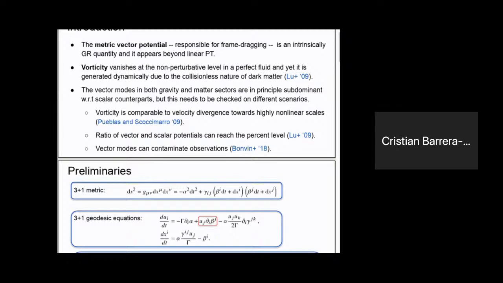However, we know vorticity is there, and this is because it's excited by shell crossing of dark matter, which also excites velocity dispersion. So these are the two vector modes I'm interested in. You can think of this as being subdominant with respect to the scalar counterparts. This is mostly true. However, you need to check this in different scenarios and on different scales. For instance, on very nonlinear scales, vorticity can be comparable to the velocity divergence, which is the scalar part of the velocity field. Also, if you approach superhorizon scales, the ratio between the vector potential and the scalar potential can actually reach the percent level. Overall, it's important to understand these vector modes because they could contaminate your observations.